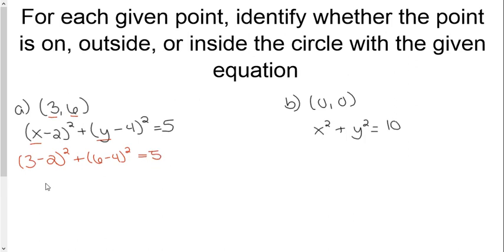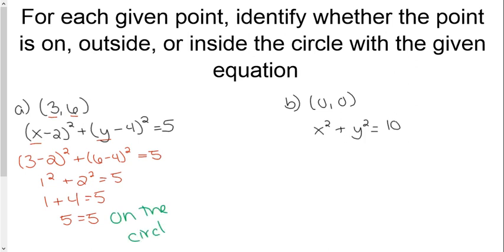So 3 minus 2 is 1, so I get 1 squared plus 6 minus 4 is 2, 2 squared equals 5. Well, 1 squared is 1, 2 squared is 4, and 1 plus 4 is 5, so 5 is equal to 5. Because these are equal, and only because they're equal, we can say this is on the circle. So if you go through all of this and you get the same number, so 5 is equal to 5, then that means our point 36 is on the circle.